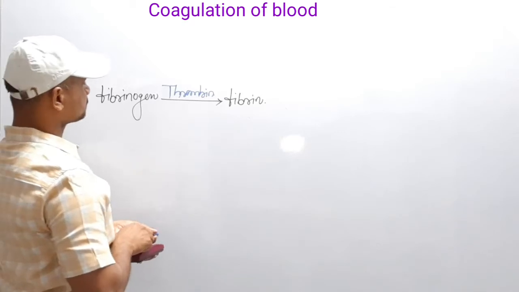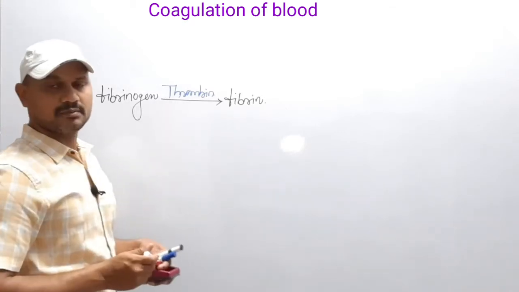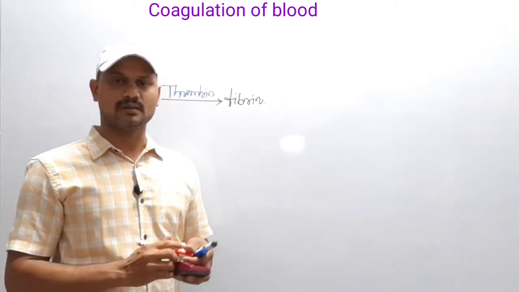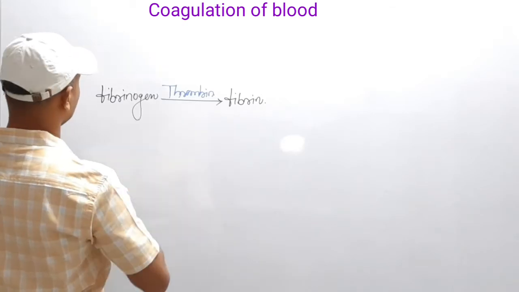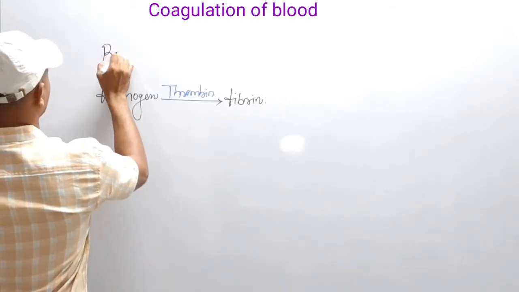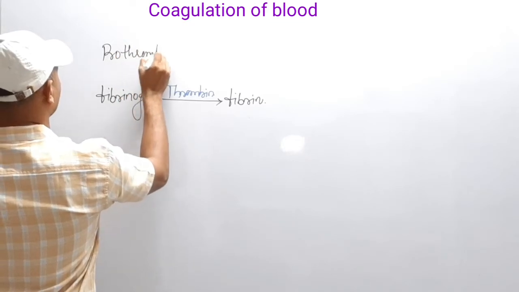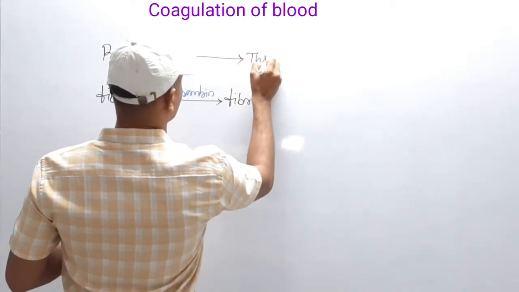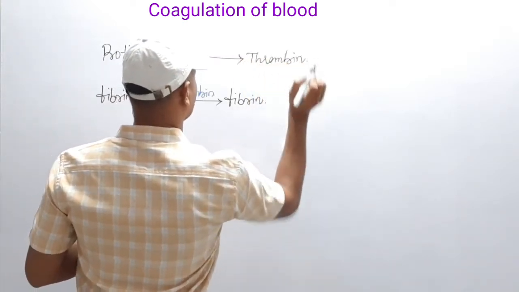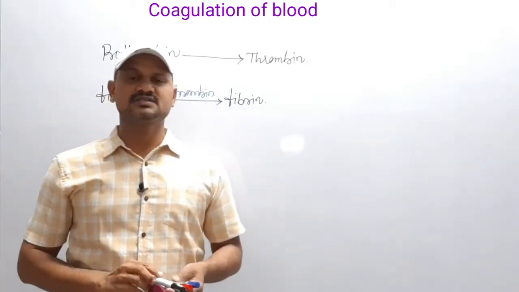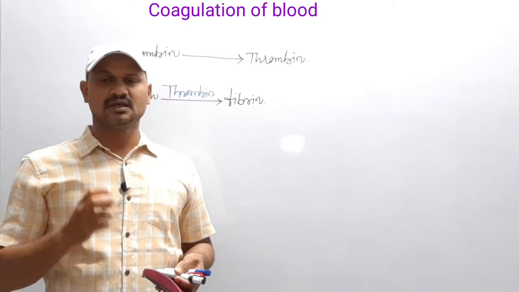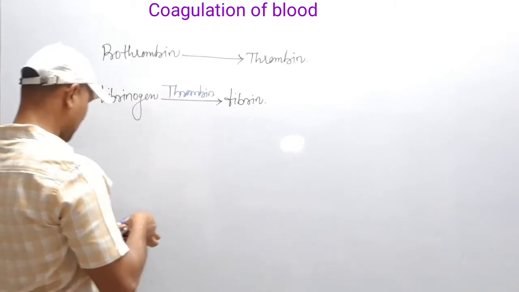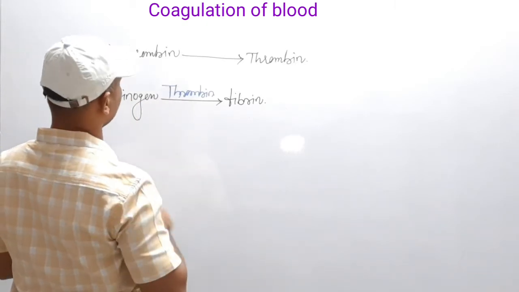This thrombin is formed from another inactivated factor known as prothrombin. Inactivated prothrombin is converted into thrombin in the presence of an enzyme complex known as thrombokinase, or prothrombin activator.